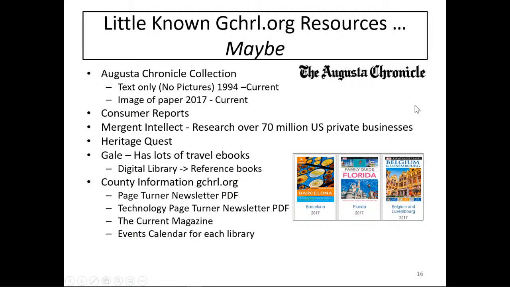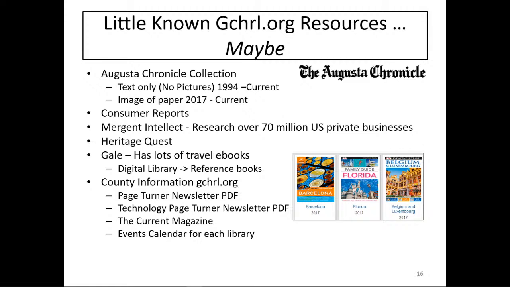Let's talk about some of our other resources here. So we actually have available the Augusta Chronicle collection. Currently, the Augusta Chronicle only goes back with text only to 1994, okay, and with the images of the actual paper to 2017, as of the last time I went there. We do have a big question of in the magazines, is Consumer Reports in the RB Digital magazines? No, it is not, but there is a way that you can use the digital library. Just go to gchrl.org. Hit the menu, go to digital library and news and periodicals, and it's under Consumer Reports. Okay.